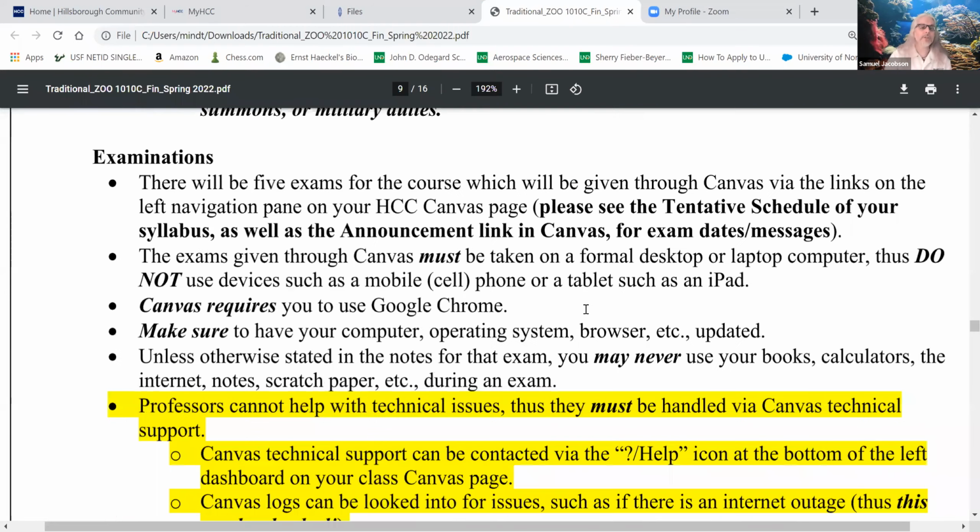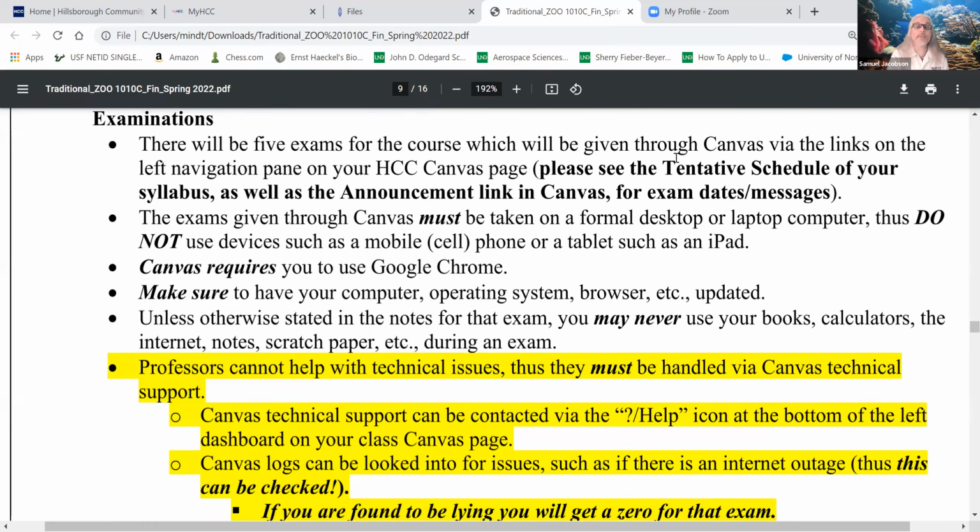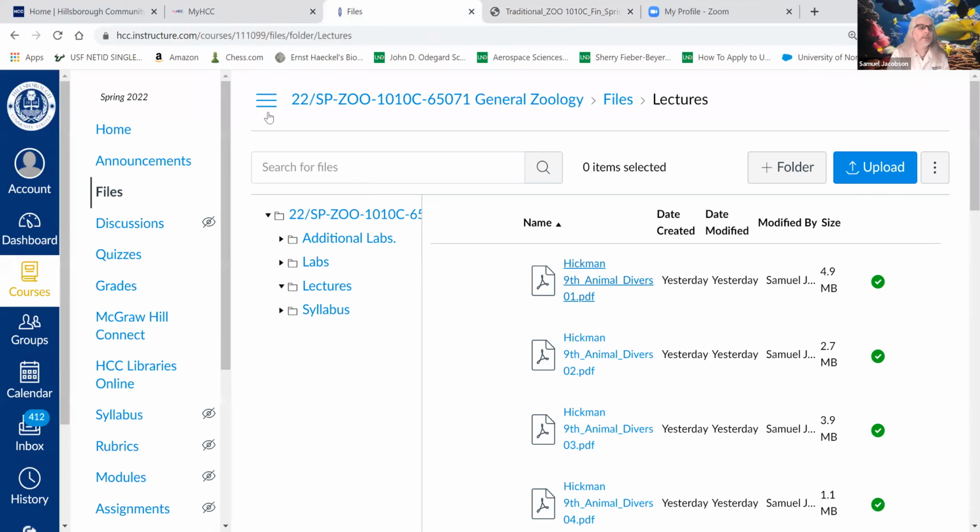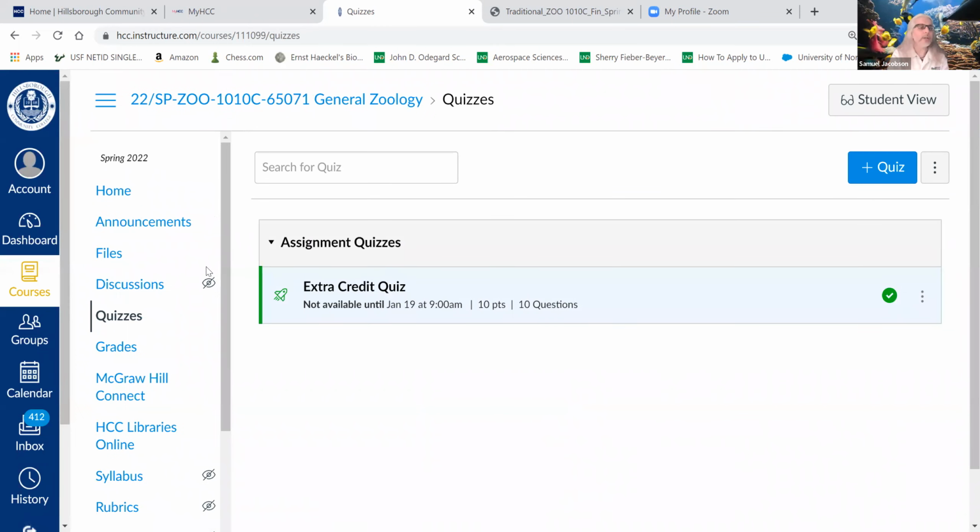Okay, moving on. Examinations. You'll have 5 exams in the course given through Canvas. Right. They'll be in this quizzes tab. Right now, I only have the quiz there. That's all I had time to do so far. But the exams will be there too.